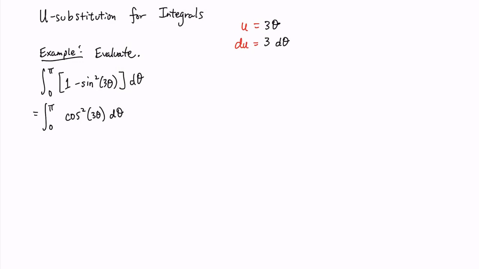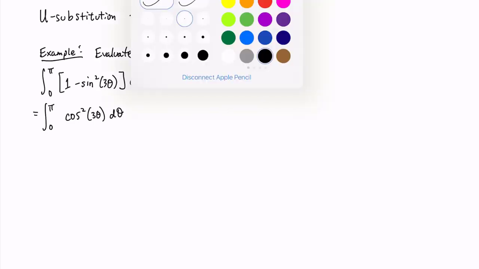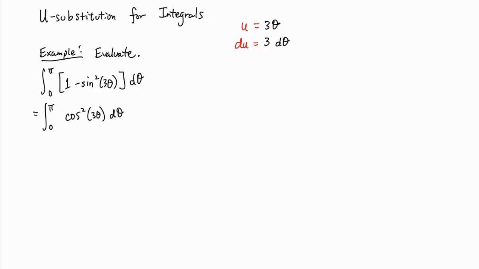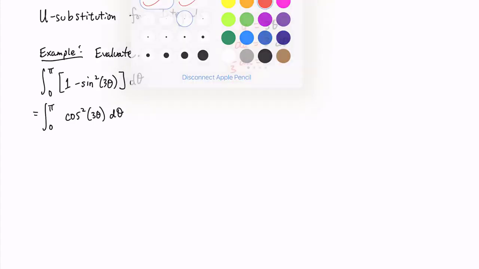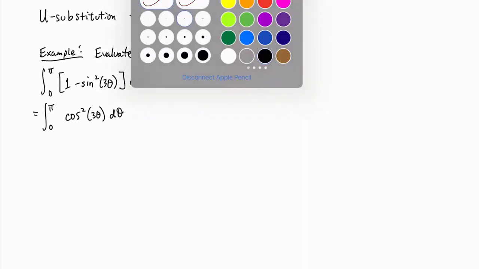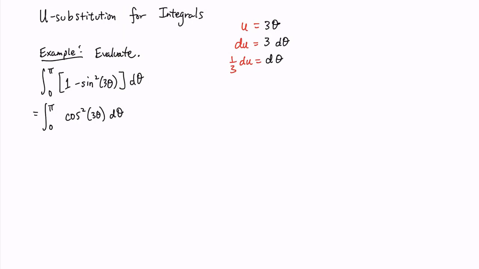Now notice we don't have 3 d theta. In fact, what we could do is just solve for d theta. If we solve for d theta, notice 3 is not 0, so we could definitely divide by 3 on this equation. 1/3 du is now equal to d theta. Just make sure you never divide by a variable when you're performing your u subs. So we got 1/3 du.